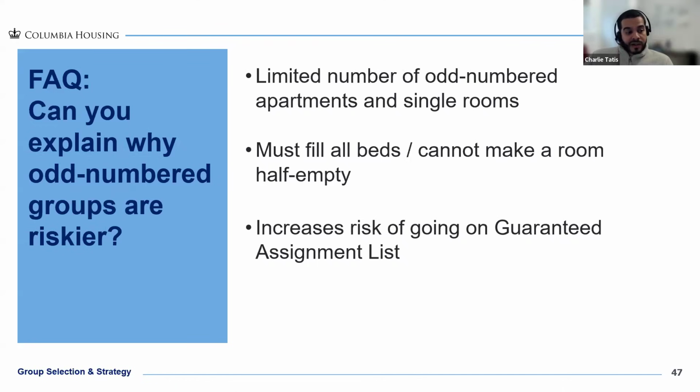Can you explain why odd number groups are riskier? Our portfolio has a limited number of singles, rooms, and odd number suites. In addition, you cannot have empty double rooms. So if you're in an odd number group and there are no more odd number suites or corridor style singles, you will not be able to select rooms. Being in an odd number group, especially as a rising junior or sophomore, increases your risk of going into the guarantee assignments list.